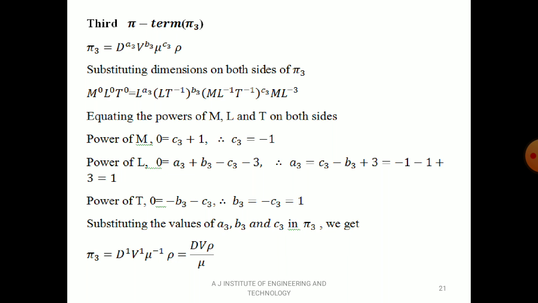First let's go for equating the power of m. So m to the power 0 on left hand side, 0 equal to right hand side it is m to the power c3 and m to the power 1. So 0 equal to c3 plus 1, therefore c3 equal to minus 1.